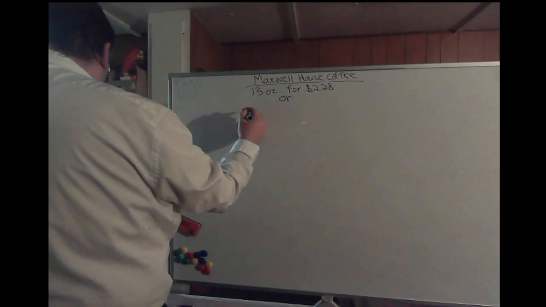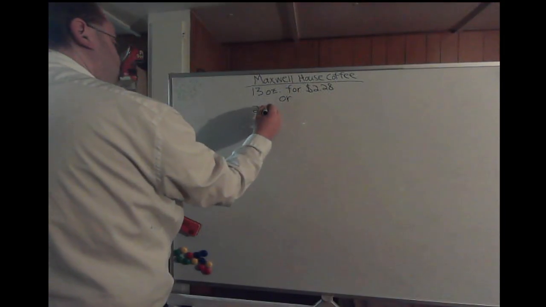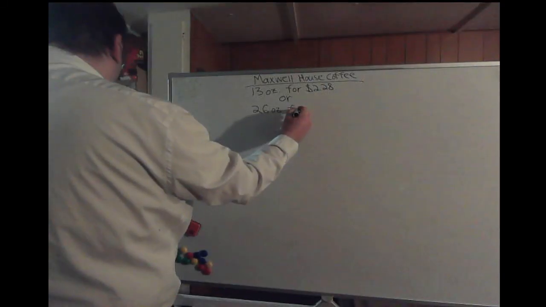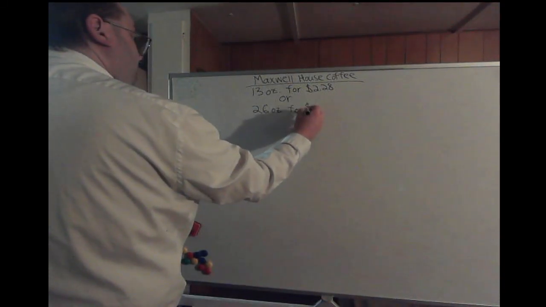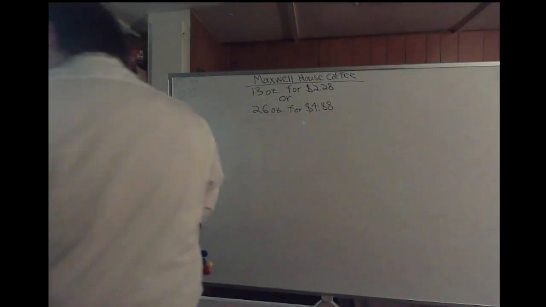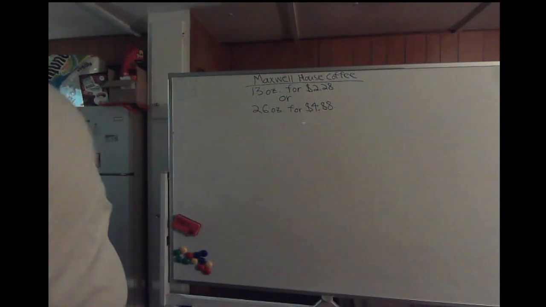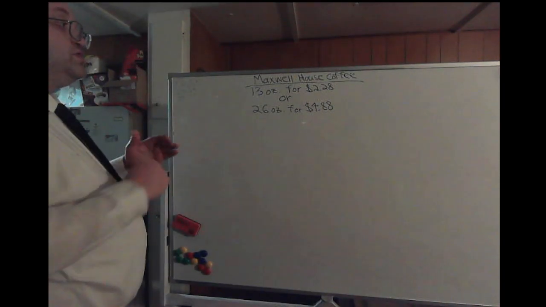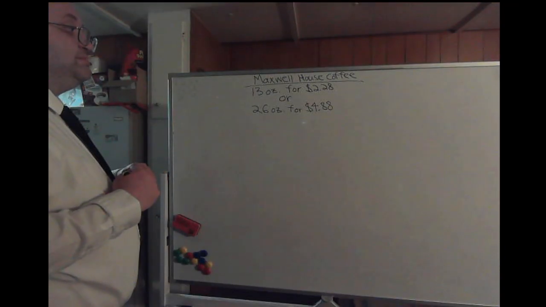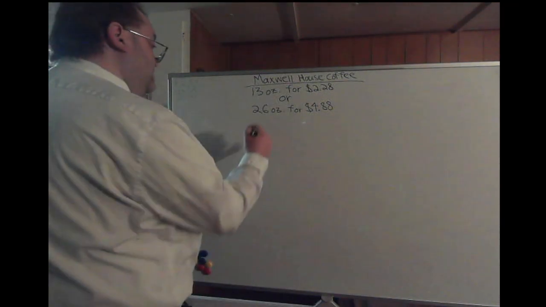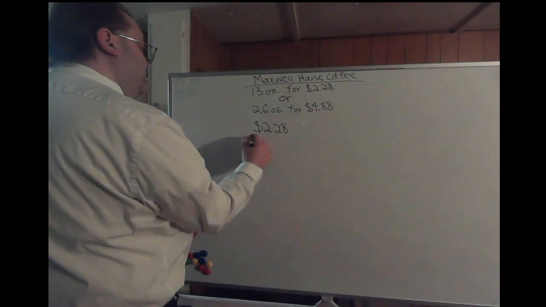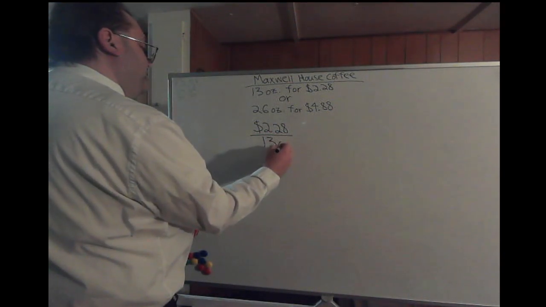Or they're offering you 26 ounces for $4.88. Alright, so we got to figure out, is the 13 ounces for $2.28 the better deal, or is the 26 ounces for $4.88 the better deal? Well, let's start with the ratios. So it's $2.28 for 13 ounces.